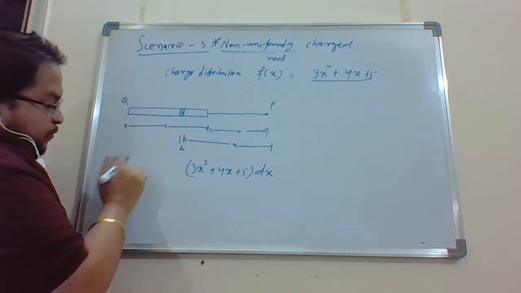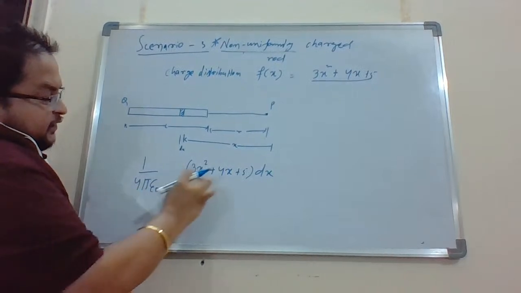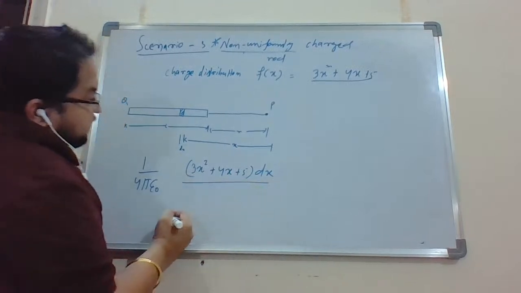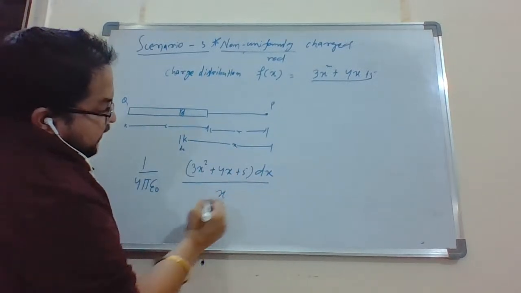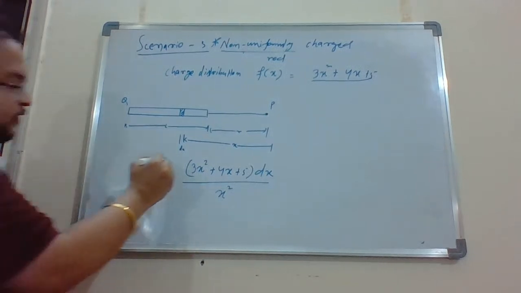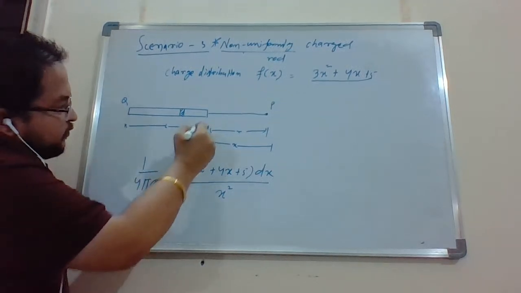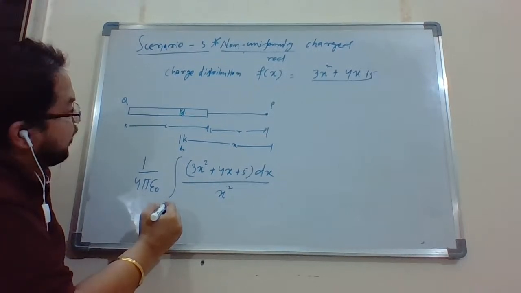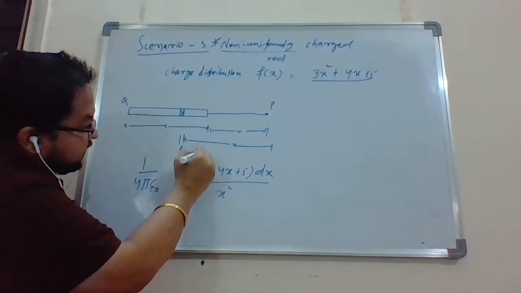So dE will be nothing but 1 by 4 pi epsilon naught, right? Charge q into the other charges we don't need, by distance. That is nothing but, in this scenario, x squared, okay? And then we need to integrate it. That is it. From the limits, what was the limit? The limit was from r to r plus l.